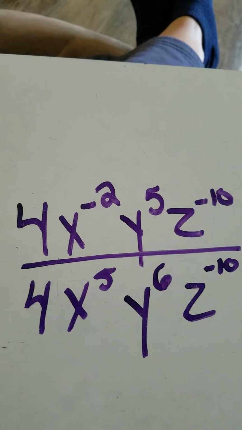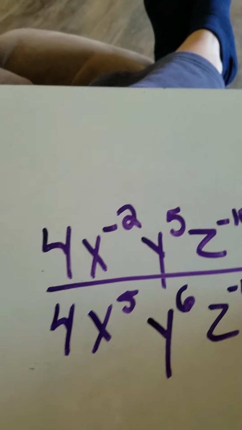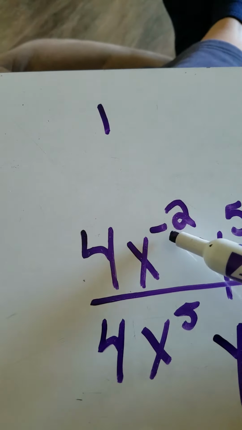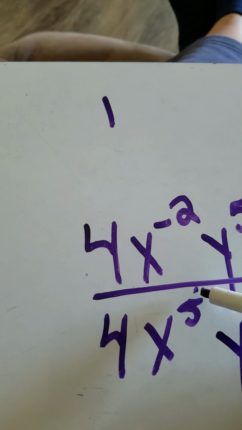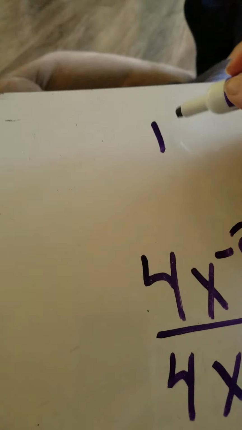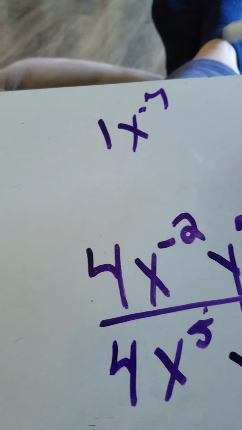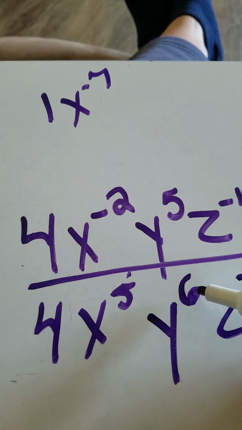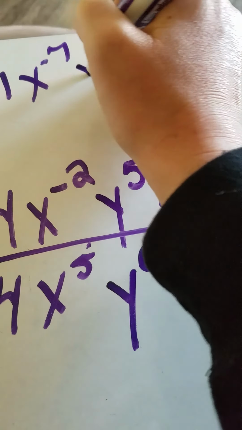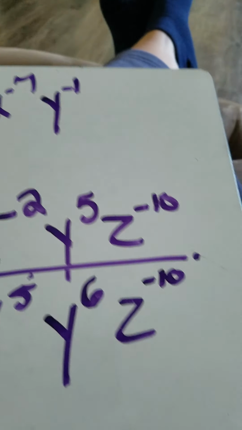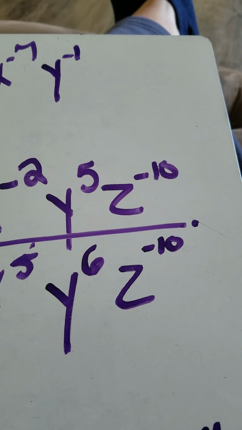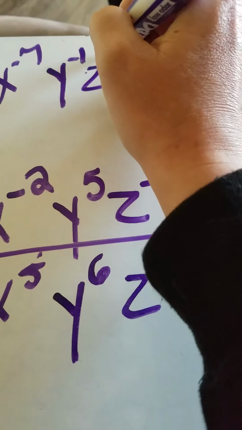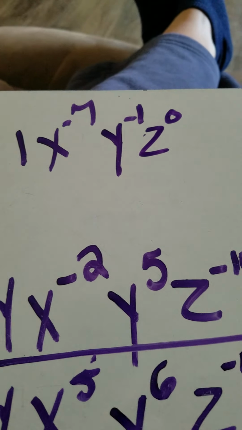A couple more examples. 4 divided by 4 is 1. So I'll leave that answer the 1. And then negative 2 subtract 5. So that becomes your negative 7. And then y to the fifth subtract the y to the sixth. So that becomes y to the negative 1. And then z to the negative 10th subtract negative 10. That becomes your 0. So now I have to take all those and simplify it.